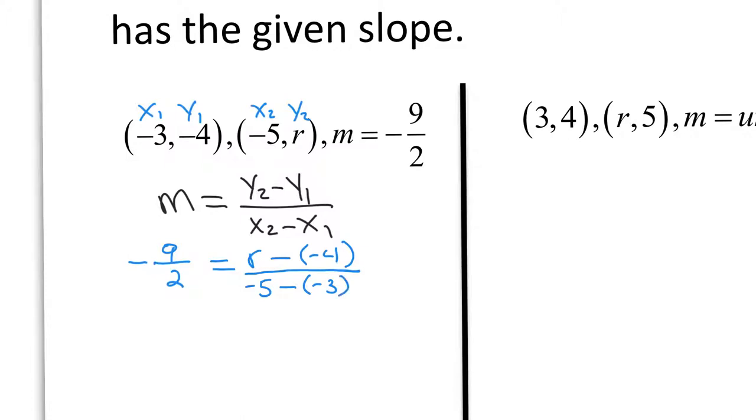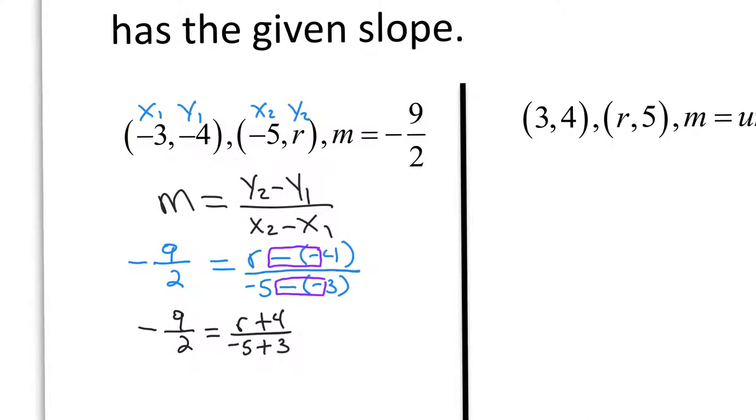So we do have what I call double negatives right here, which means you have a negative times a negative, and also on the bottom. So that's going to turn positive. So I'm going to have negative 9 over 2 equals r plus 4, and on the bottom, you have negative 5 plus 3.